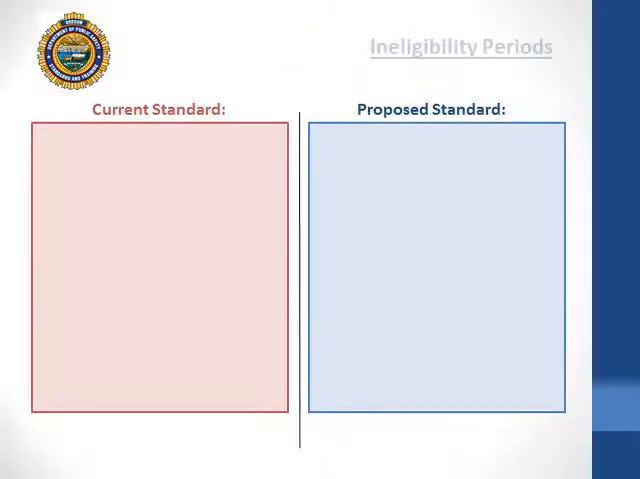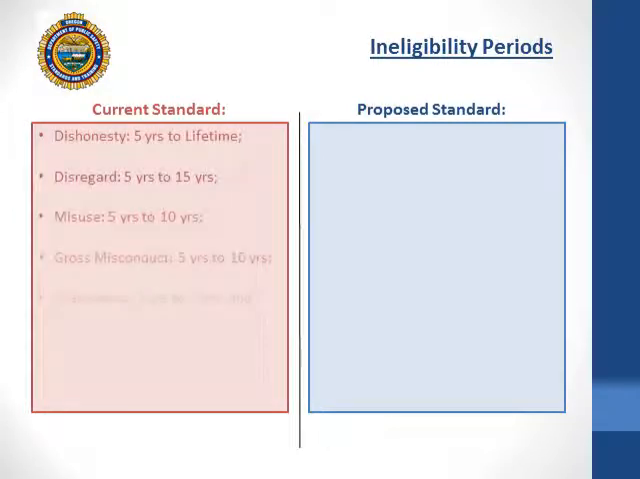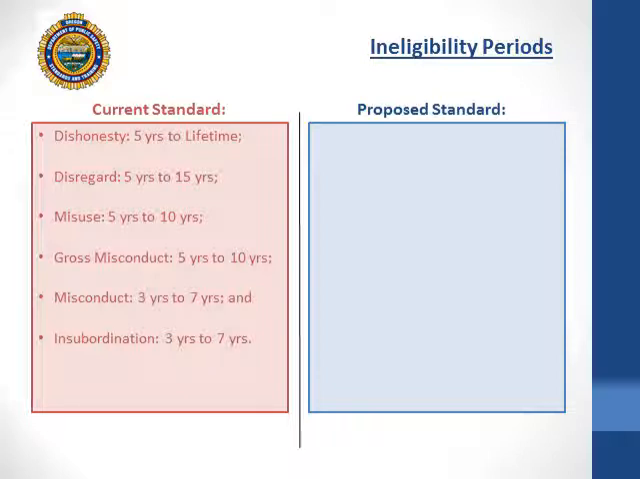The ineligibility period ranges can be found in rule. The current rule spells out the ranges as follows. If the policy committee finds the conduct falls into one or more of the defined categories, they will recommend a time period based on the available range. If, for example, the officer is found to have engaged in misuse of authority, the policy committee can recommend an ineligibility period between 5 and 10 years.